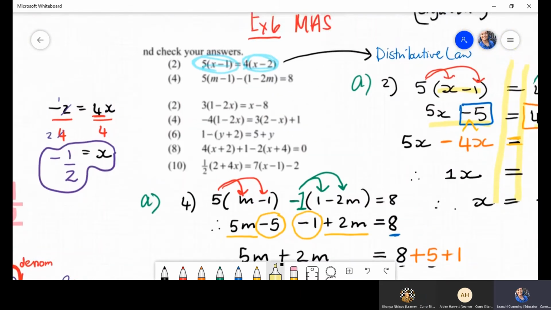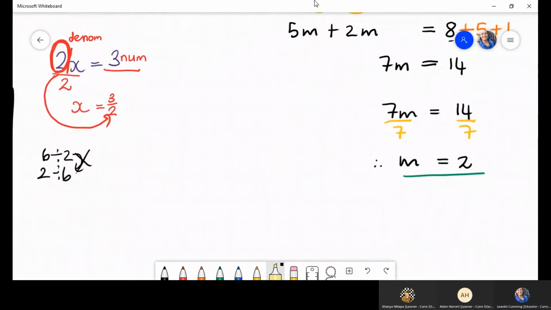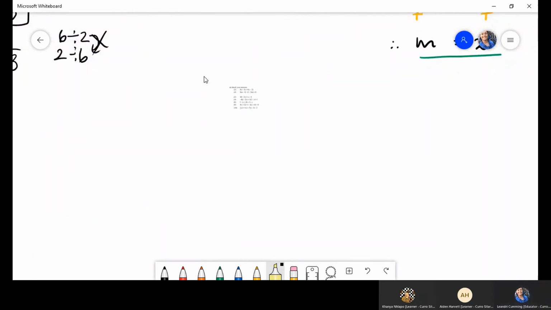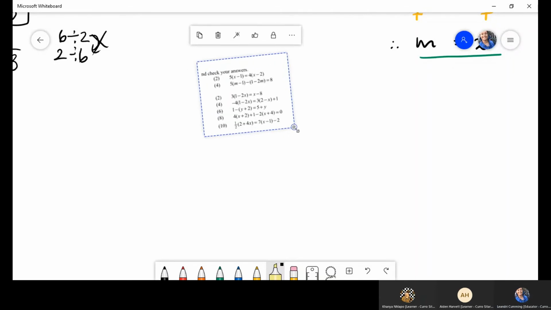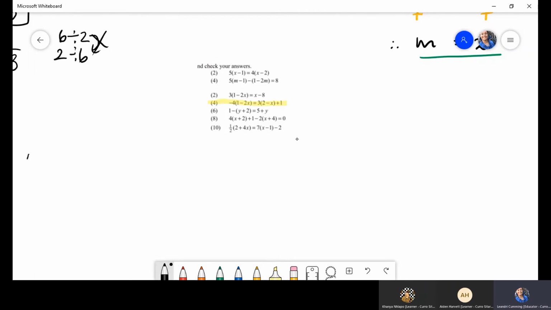Right, let's look at number 4. I just need to jot that down here. Just to get a better view of that, let me just bring that this way. Okay, I'd like to focus on number 4 now. Number 4 for exercise 6B.